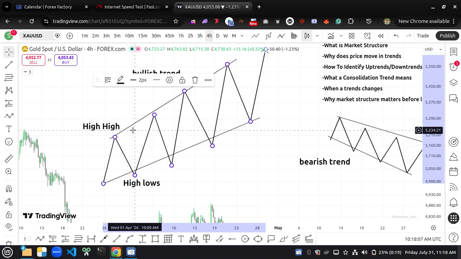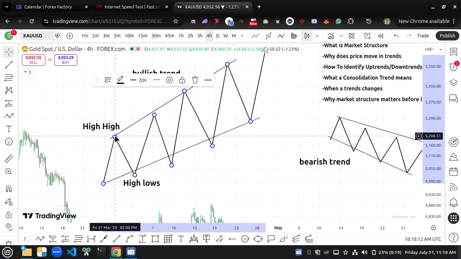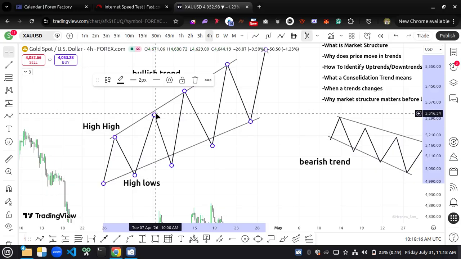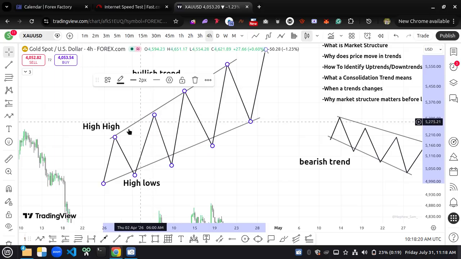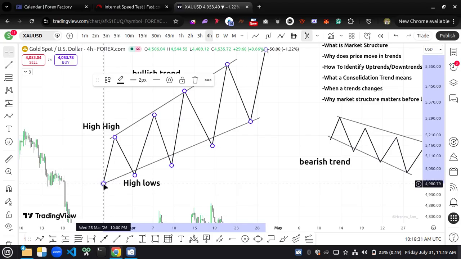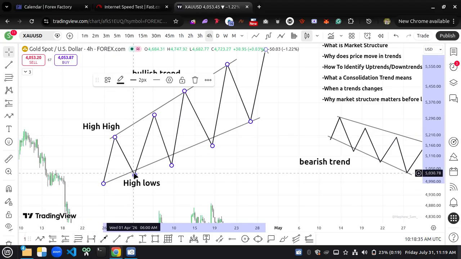So what exactly is this high? It means the market opened here, created this higher high, created this higher low. Now this is another higher high. Pay attention here: if the recent high is higher than the previous high, it is clearly a bullish trend. What do I mean? The market starts from here, creates this high, creates this low. We don't know yet if it's a higher high or higher low.